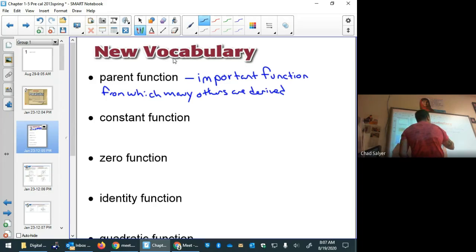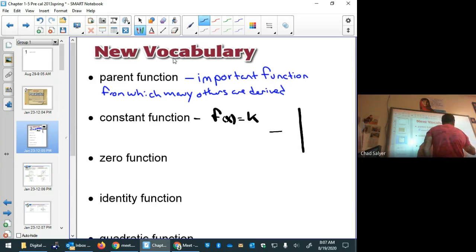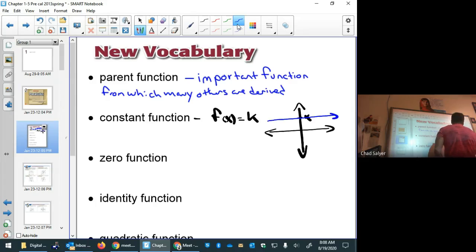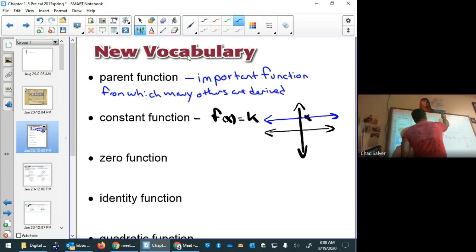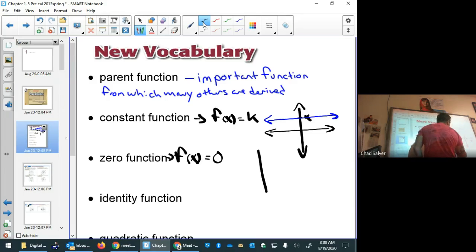And then a constant function. So this is the function f of x equals k, where k is some constant value. And the graph is going to look like this. So you got some line k, like so, has a zero slope. And then the zero function is a special type of constant function where f of x equals 0. And it's just the x-axis. Like so.